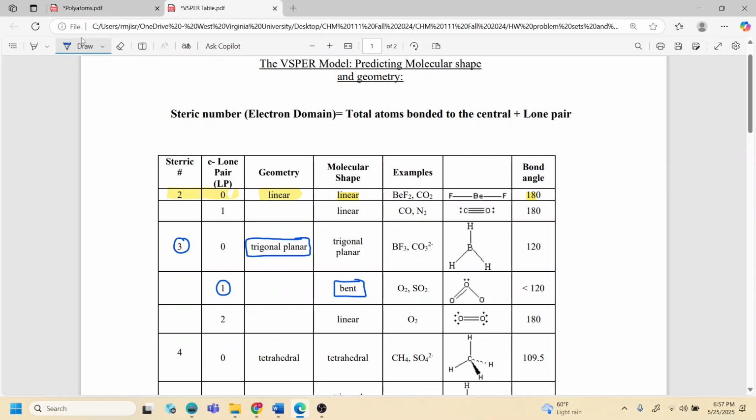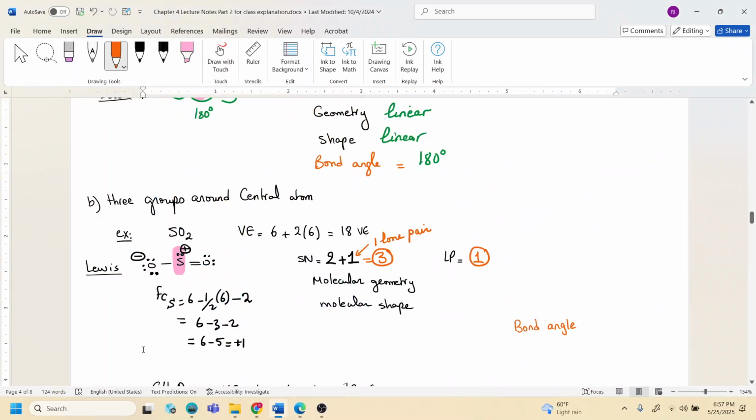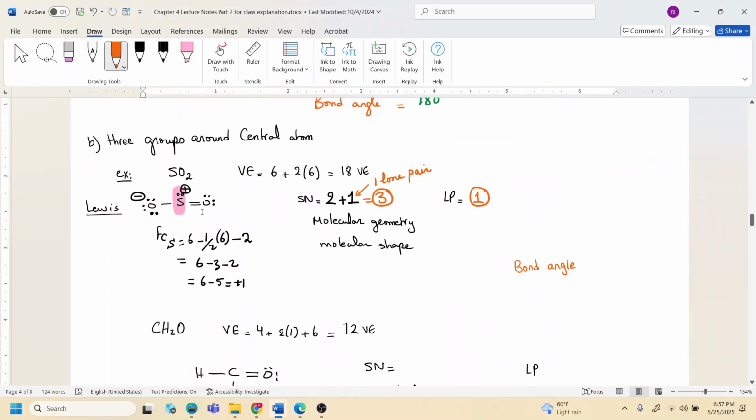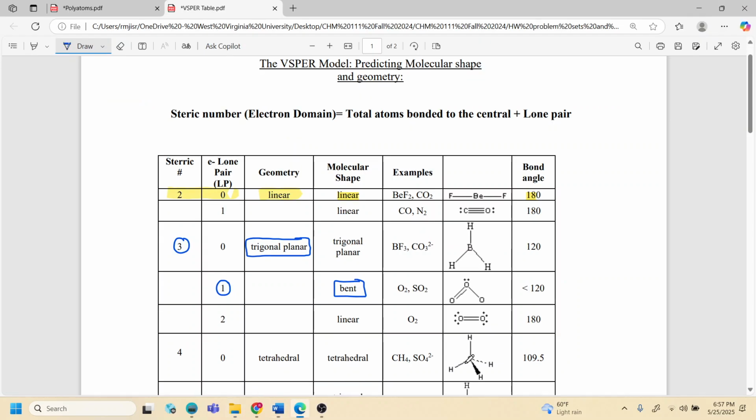See, the shape is different than the geometry. Why is this shape different than the geometry? Because you have lone pairs on the central atom, and those lone pairs are going to squish the bonds. So when you want to draw it, I did give an example, by the way, of how to draw these. If it is bent, it's going to look like this, and the bond angle is going to be less than 120 degrees. If there's no lone pairs, the ideal angle is 120.